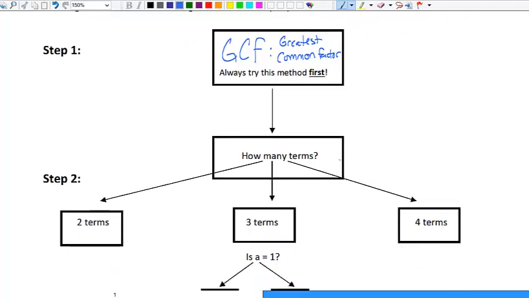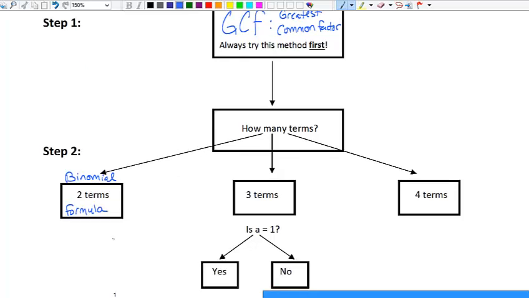So if I have two terms, which is a binomial, then we will use some sort of formula. Okay, there are three formulas that we know in order to factor: a squared minus b squared, which is called a difference of squares. Difference of squares factors into a plus b and a minus b. Then we have a difference of cubes and a sum of cubes.